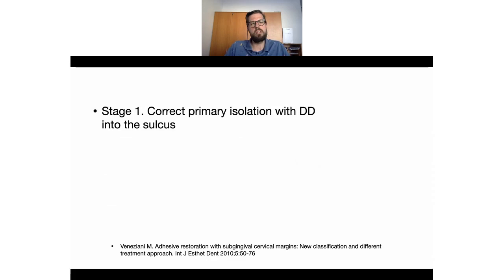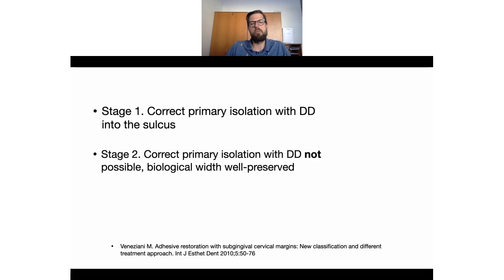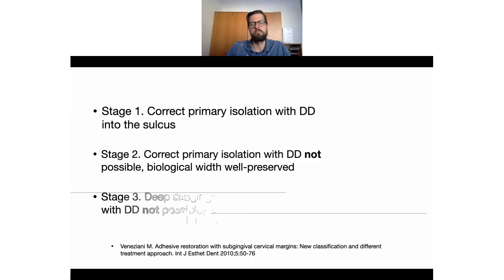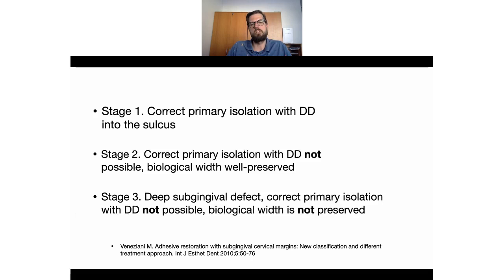So if we can correctly isolate with the dental dam to the sulcus, no problem. Stage two is that primarily we cannot isolate the field with the dental dam, but the biological width is well preserved. Well preserved means the biological width is 2 millimeters. And stage three is that there is a deep subgingival defect, and the correct isolation is not possible, and the biological width is not preserved. In these situations, if we have stage one, no problem, you can continue. If we have, for example, stage two, maybe gingivectomy can solve the problem. But if we have stage three, don't try it because you will have problems.